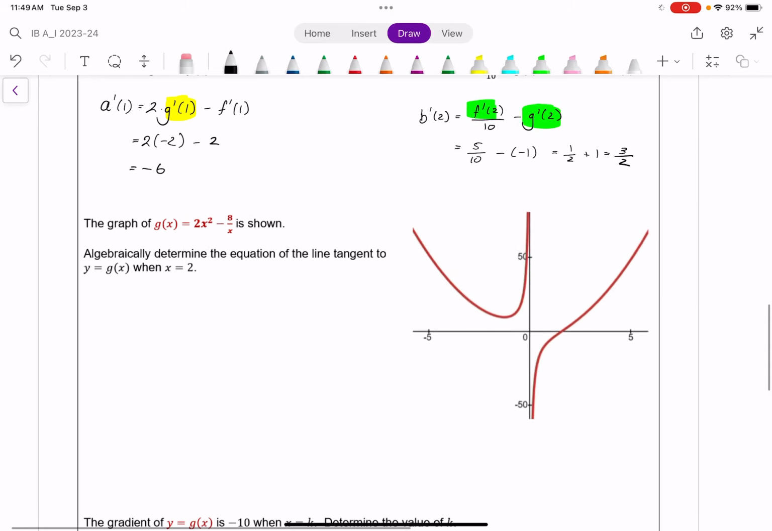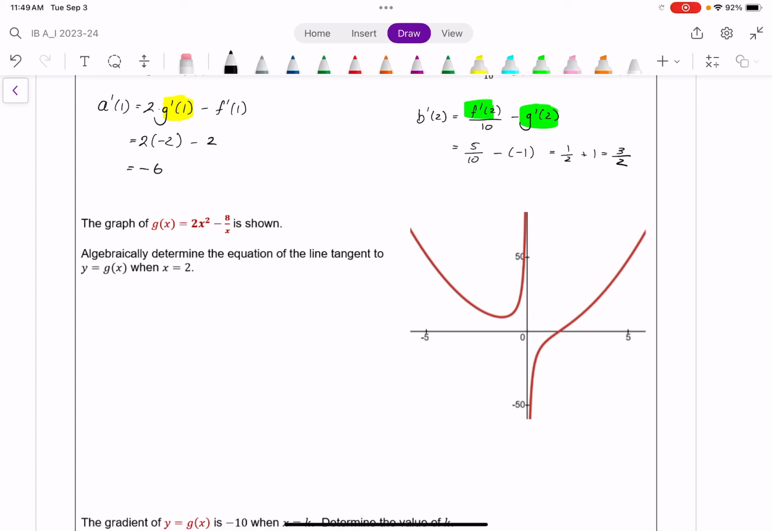All right, last question. I have g of x is 2x squared minus 8 over x, as you can see parts of it right there. I want to first algebraically determine the equation of the line tangent to this function when x equals 2. In earlier lessons, we learned how to use our GDC to find the equation of the tangent line.